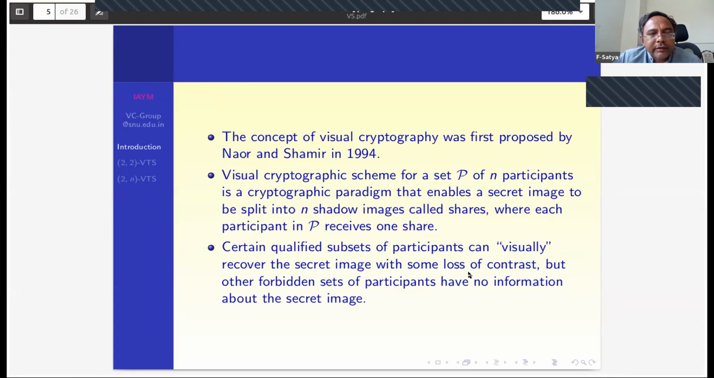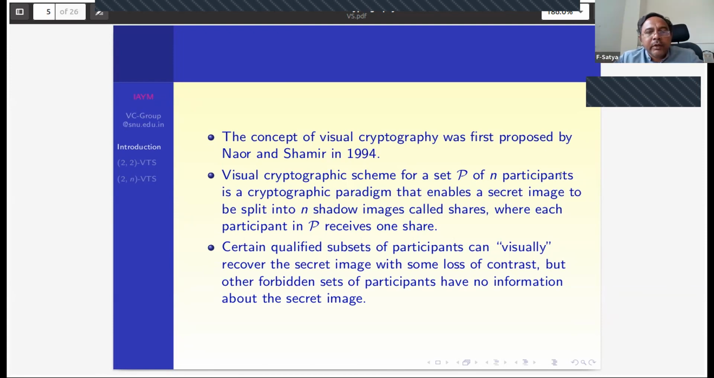This is actually a concept by Naor and Shamir. A visual cryptography scheme for a set P of n participants is a cryptographic paradigm that enables a secret image to be split into n shadow images called shares, like what I just shared, right? So these are two shares, individual shares, but if I put them together, then we get meaningful information, right?